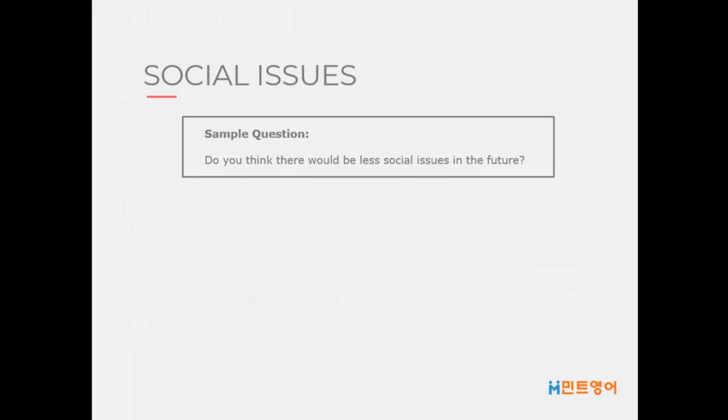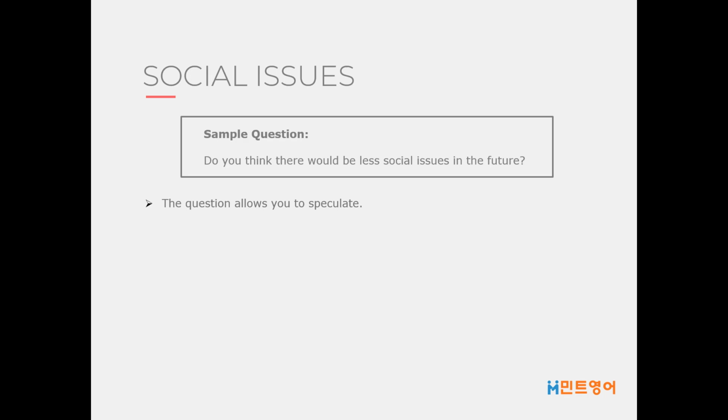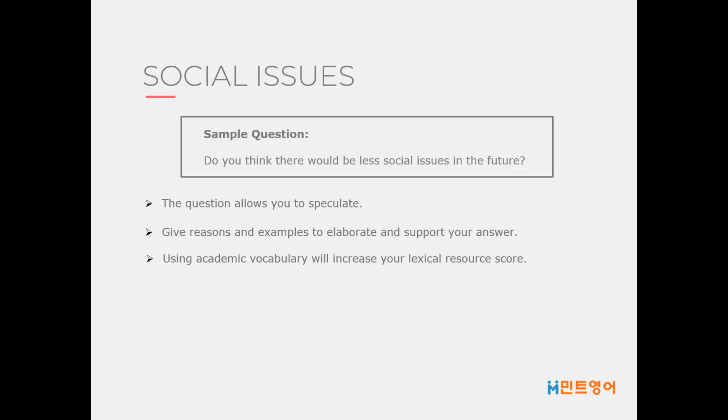Now, let's look at some questions under social issues. This yes-no question allows you to speculate. It's necessary to give reasons and examples to elaborate and support your answer. Using academic vocabulary in your answer will earn you a high score in lexical resource. But if you're not sure, use simple but interesting vocabulary to talk about the topic.